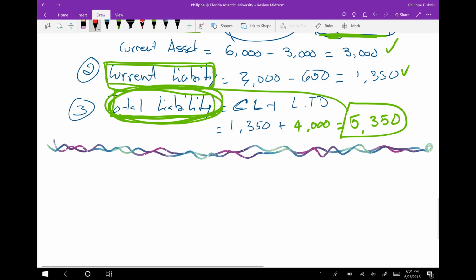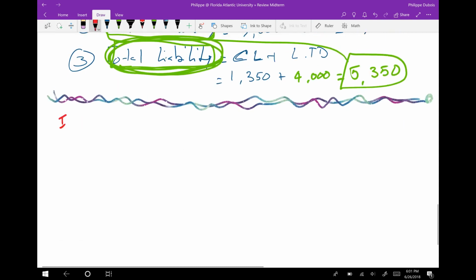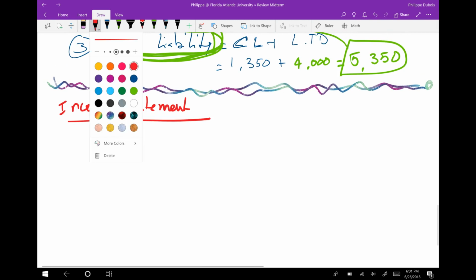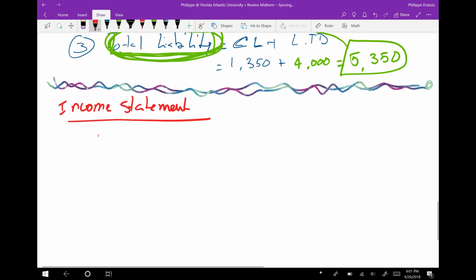Okie doke. Now let's do another problem. Mostly let's talk about the structure of the income statement, because you'll have multiple questions about the income statement. Let's start with that. What is the structure of the income statement? First, you start with the revenues, total sales. It could be revenues or sales, same thing.